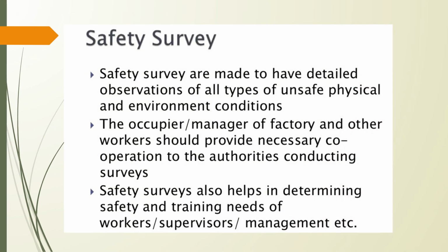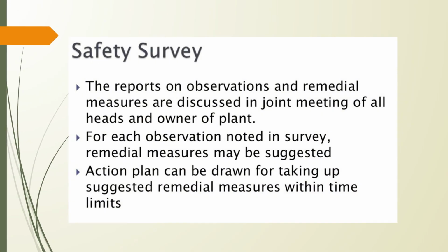Purpose. Safety surveys are conducted to make detailed observations of all types of unsafe physical and environmental conditions. Cooperation. The factory occupier, manager, and workers should provide the necessary cooperation to the authorities conducting the surveys. Training needs. Safety surveys also help determine the safety and training needs of workers, supervisors, and management. Review meetings. The reports containing observations and recommended remedial measures are discussed in a joint meeting with department heads and the plant owner. Remedial suggestions. Remedial measures are suggested for every specific observation noted during the survey. Action plan. An action plan can be drawn up to implement the suggested remedial measures within defined time limits.